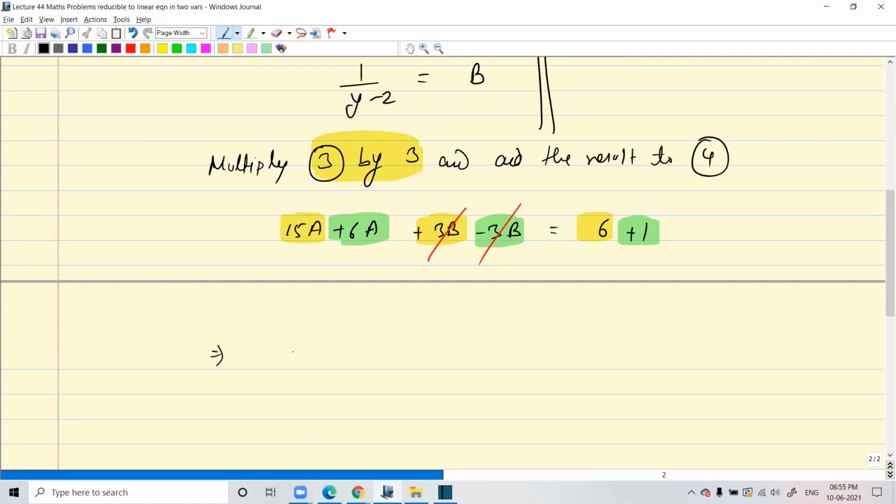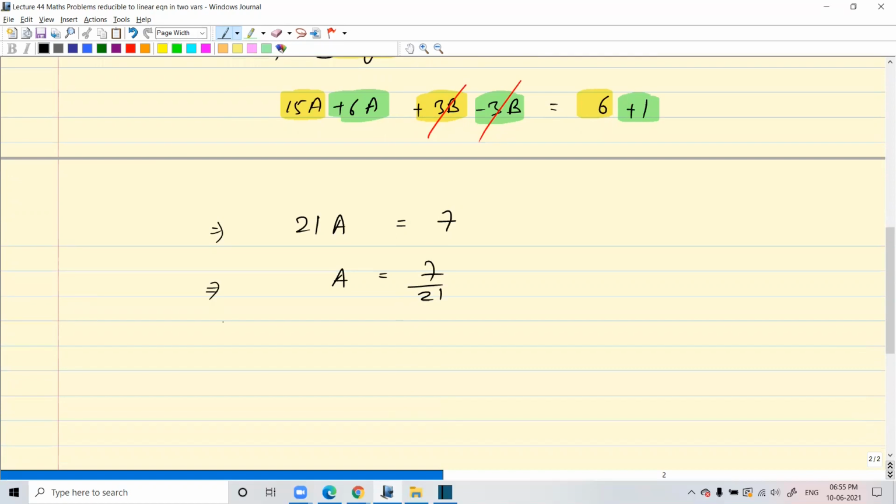15a plus 6a will become how much? 21a is equal to 7. That means a is equal to 7 by 21. That is, a is equal to 1 by 3.